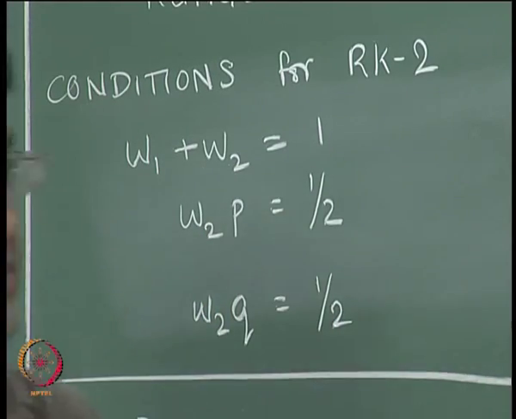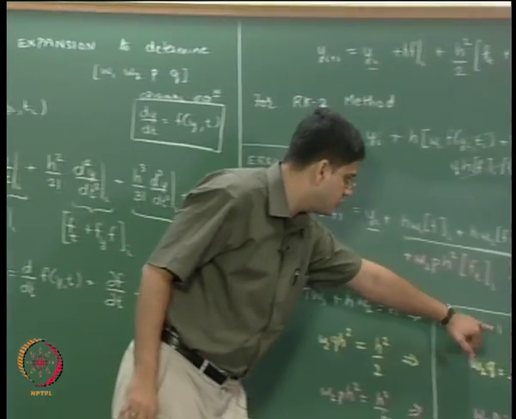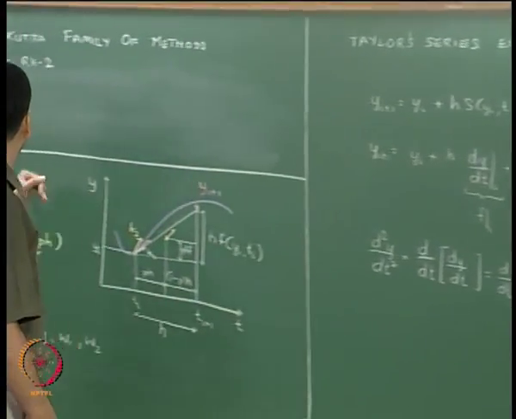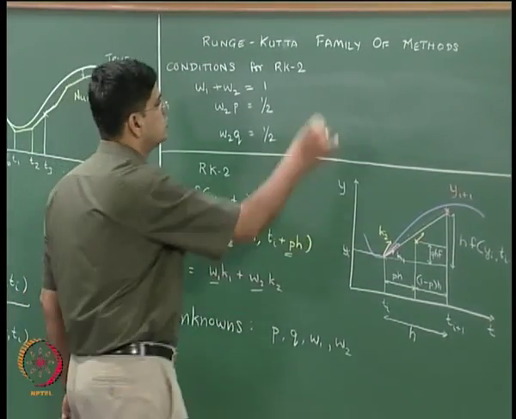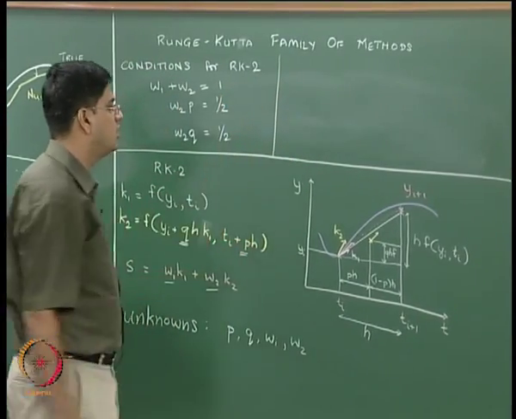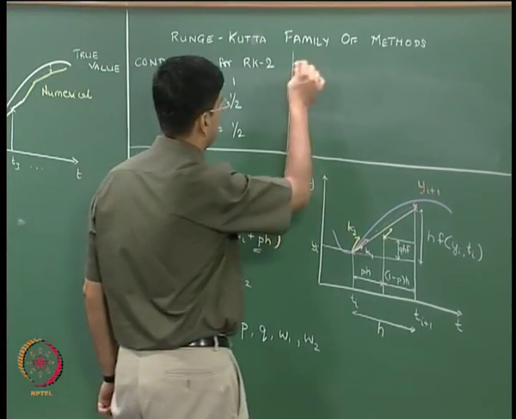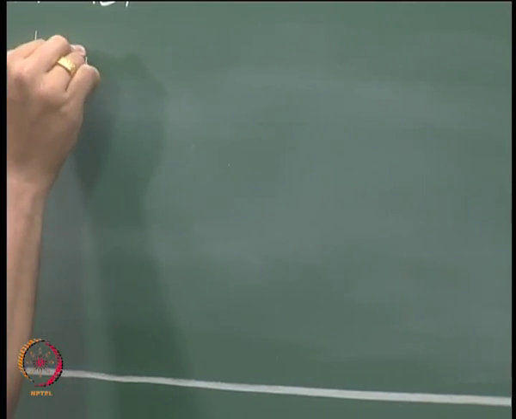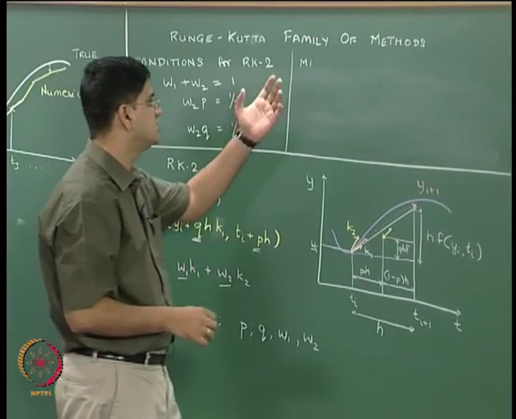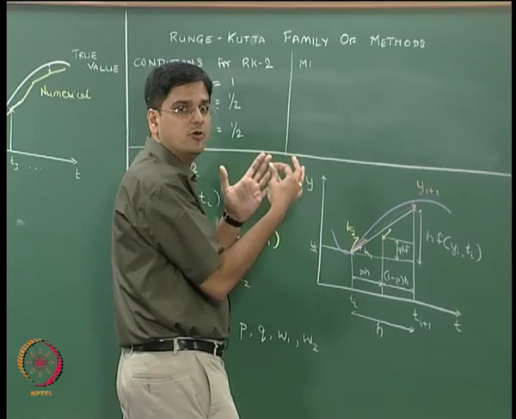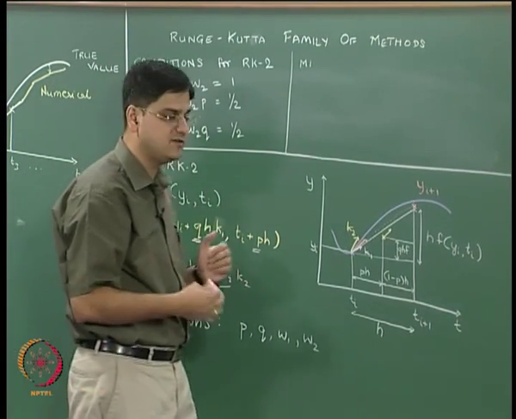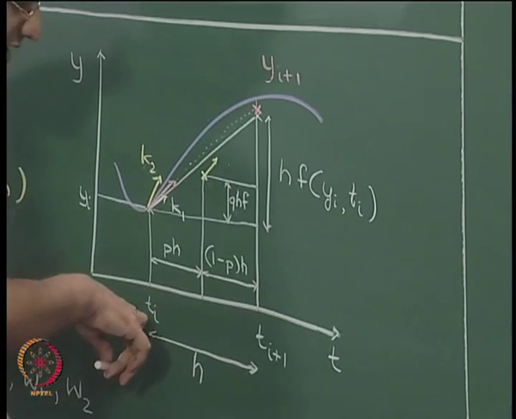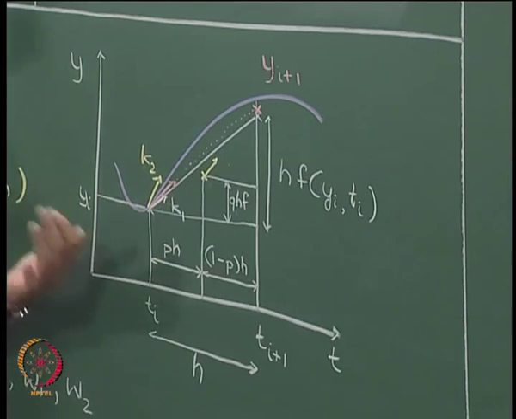Okay. So what I have done is all these conditions, W1 plus W2 equal to 1, W2q equal to half and W2p equal to half, I have written them down over here, and let us look at the various different methods that can come out of this particular scheme. Okay. The first method is what we had considered towards the end of the previous lecture, and that method was the midpoint method. So in the midpoint method, if you recollect what we did in the previous lecture, we said that this point is going to be midway between ti and ti plus 1. We took this point as ti plus half.